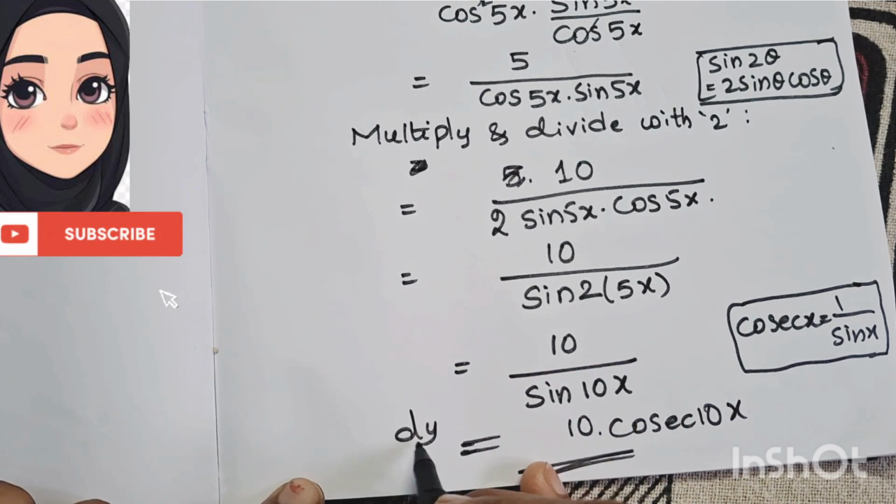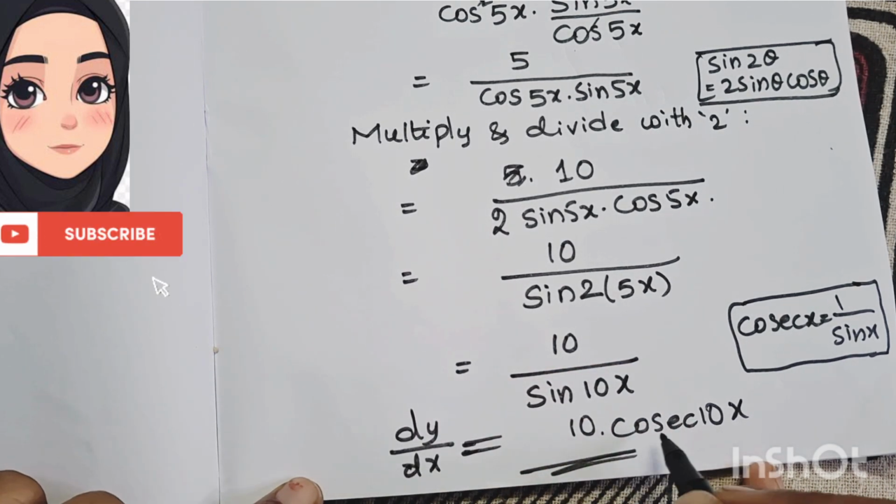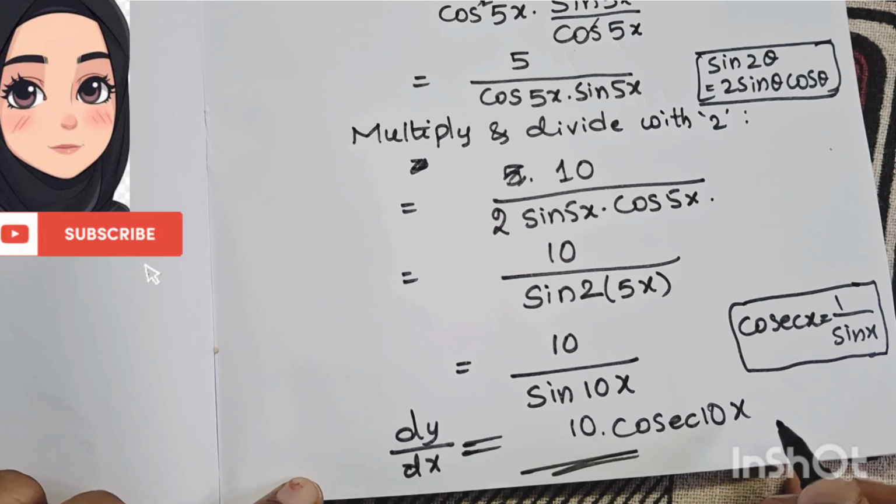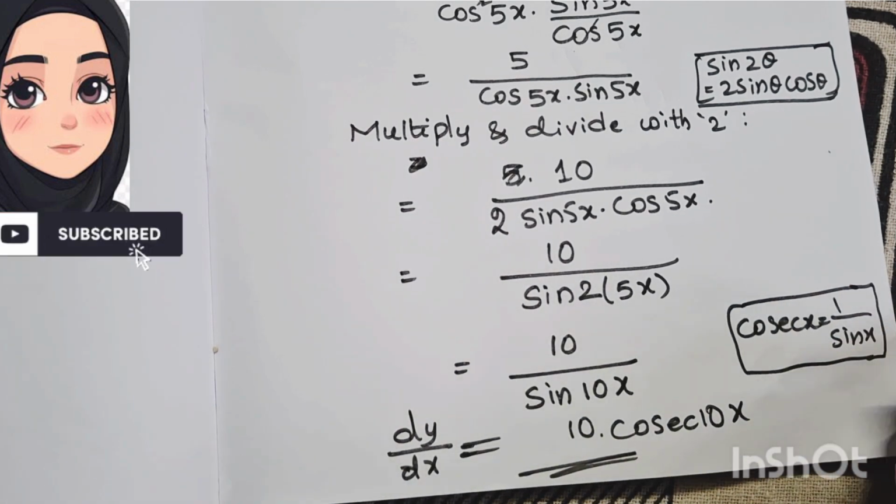Now dy by dx, what we have obtained here is 10 cosec 10x. Okay children, I think you got it clearly.